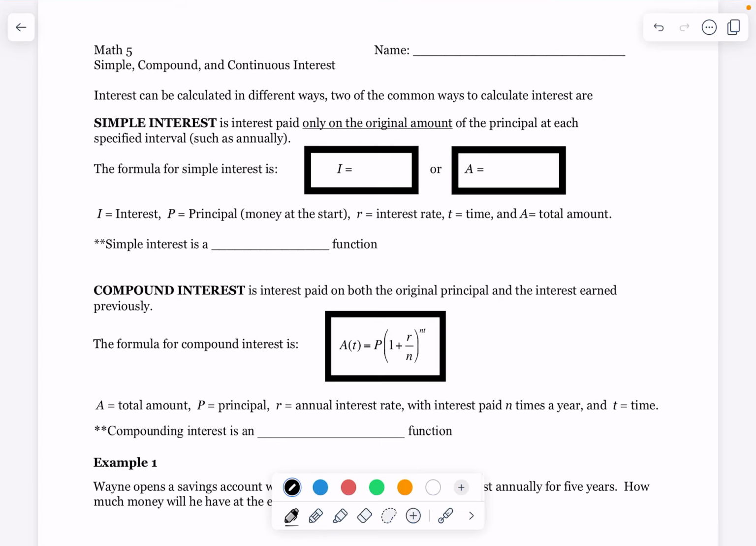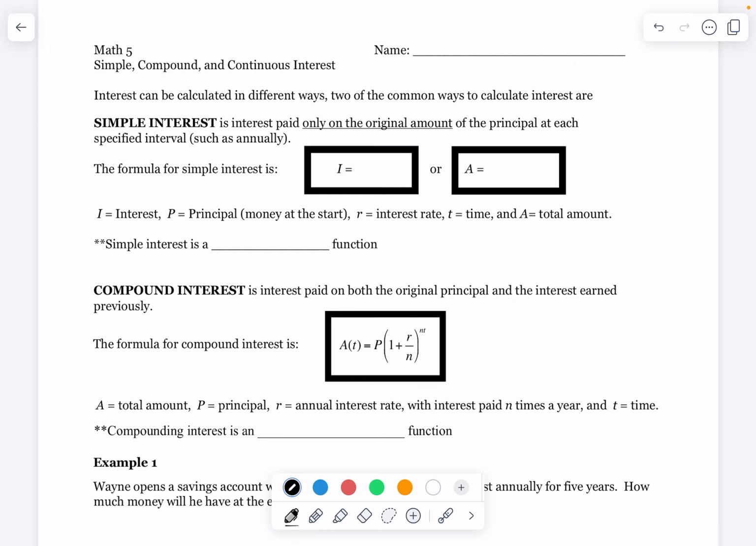Hey everyone. In today's lesson, we're going to be looking at interest. So this lesson will be largely focused on money and ways that we can earn money on our money. We are going to look at simple interest, compound interest, and then a type of compound interest called continuous interest.